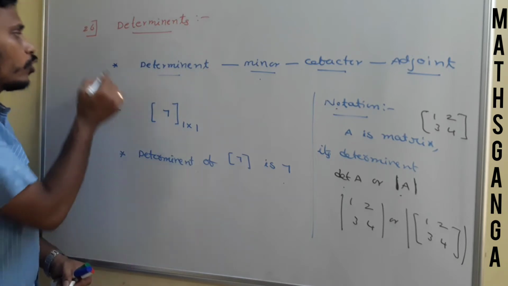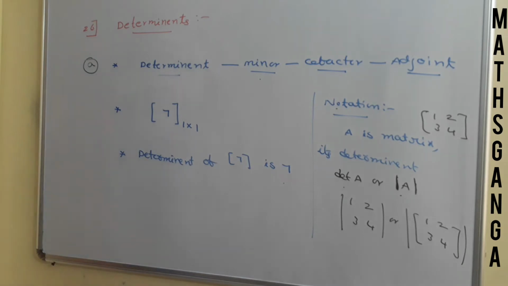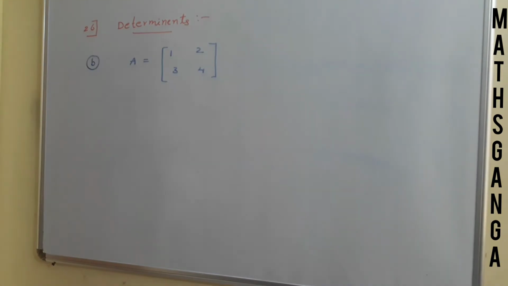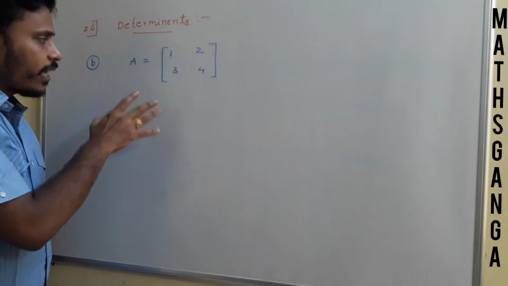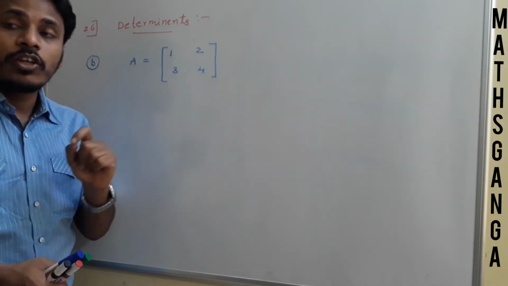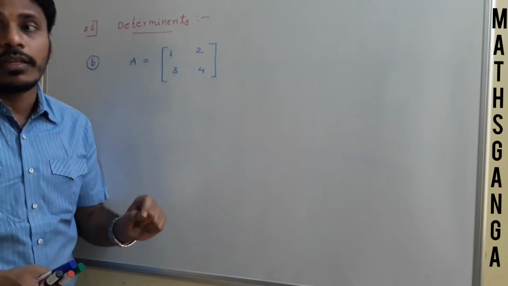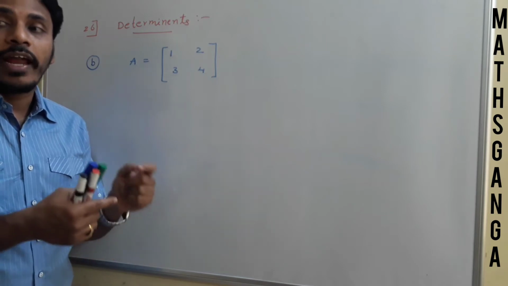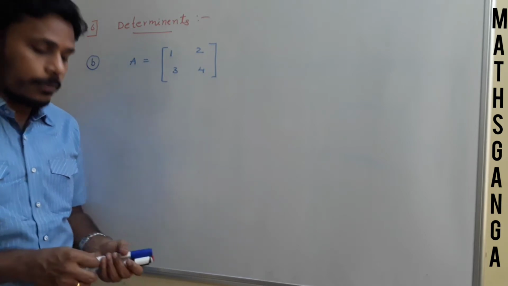With this idea we need to enter into the second point, where we will find the determinant for a 2 by 2 matrix. Observe it as point A. Look at the matrix A equals 1 2 3 4. To find the determinant or the adjoint and everything, first of all we need to know about the minor. Minor is not meant for a matrix, minor is meant for an element, and the minor of an element is nothing but the determinant of the matrix obtained by eliminating the corresponding row and corresponding column.